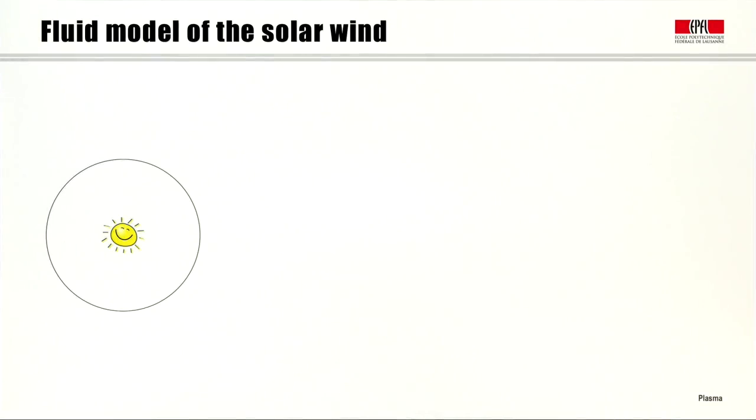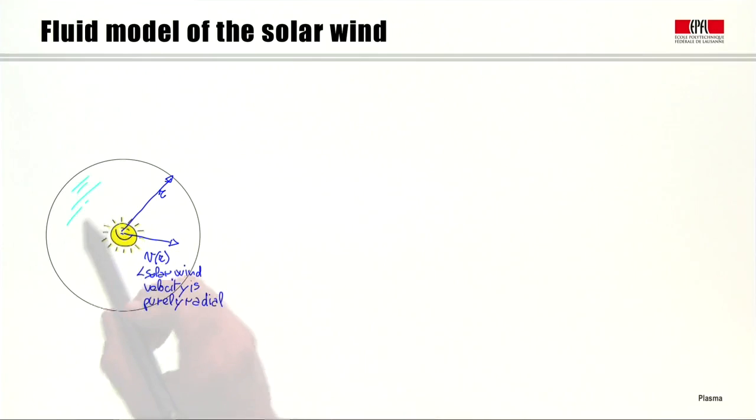Now, let's derive the fluid model. Let's make the assumption of spherical symmetry, and let's use a spherical system of reference where we indicate the position of the solar wind with respect to the center of the Sun by the distance that we indicate with r. Let's make the assumption that the solar wind has a velocity vr, which is purely radial and which is a function of the distance r.